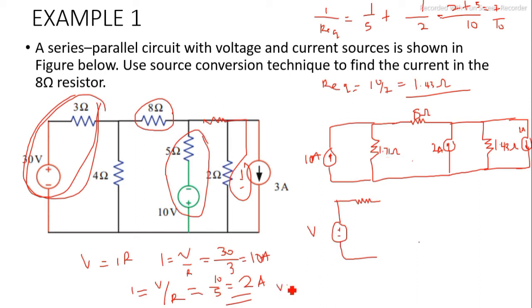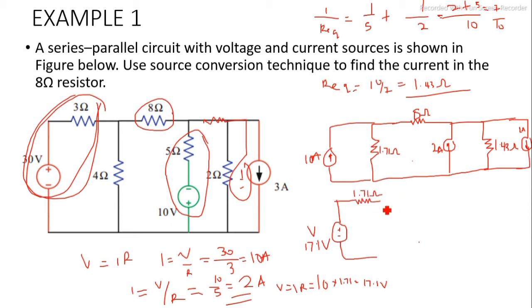Your V equals IR. And what's your I? The I is 10 amp times the resistance, 1.71. If we multiply that, I'm going to have 17.1 volts. So the voltage is 17.1 volts. And what's the resistance? It does not change. That's 1.71 ohms. So that's the combination.